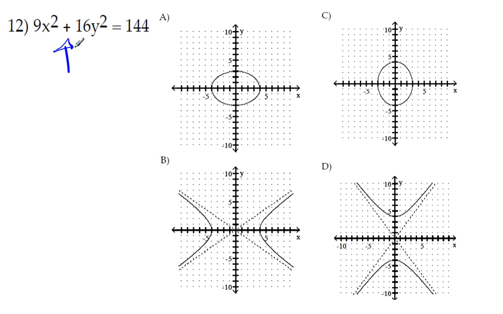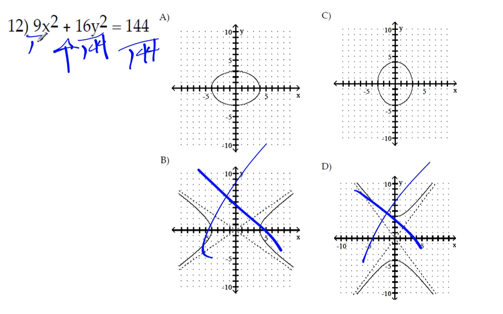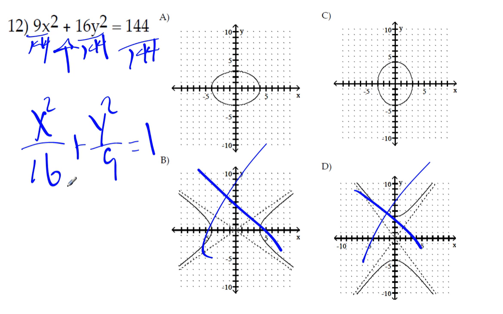Alright, plus sign here means that it is not hyperbola. It's got to be an ellipse. To decide which one of these 2 ellipses that it is, we're going to divide by our 144 on all of these guys here. So I'm going to get x squared over 16 plus y squared over 9 equals 1. So my x movement number is going to be 4, and my y movement is going to be 3. That looks like 4 here and 3 there. So A is going to be my answer, whereas this one has them backwards.